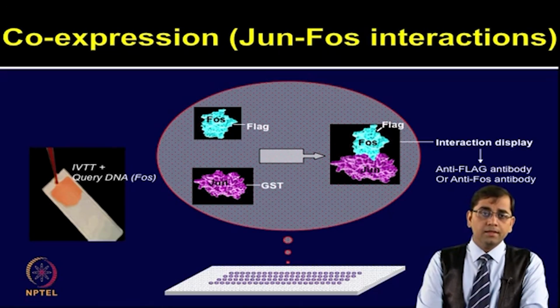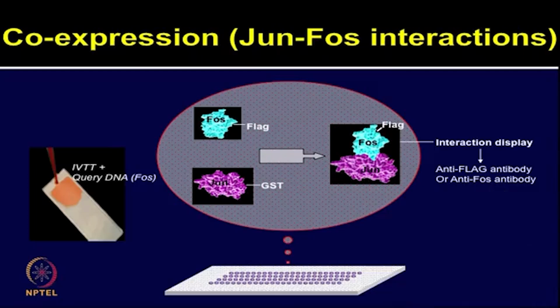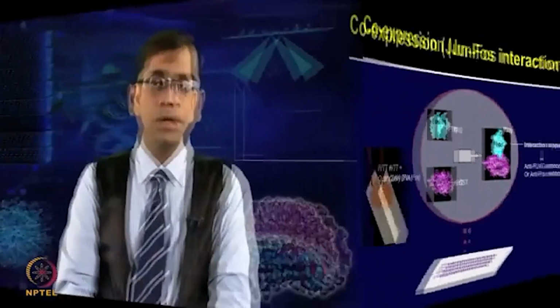As you can see in the slide, they mix the whole cell lysate on the chip surface, and then after incubation, when proteins are expressed, at the same time query cDNA will also express the proteins, and then if it finds the binding partner, it is going to bind to those features, which can be detected by using a protein-specific or tag-specific antibody. By performing this type of experiment, the authors allowed co-expression.